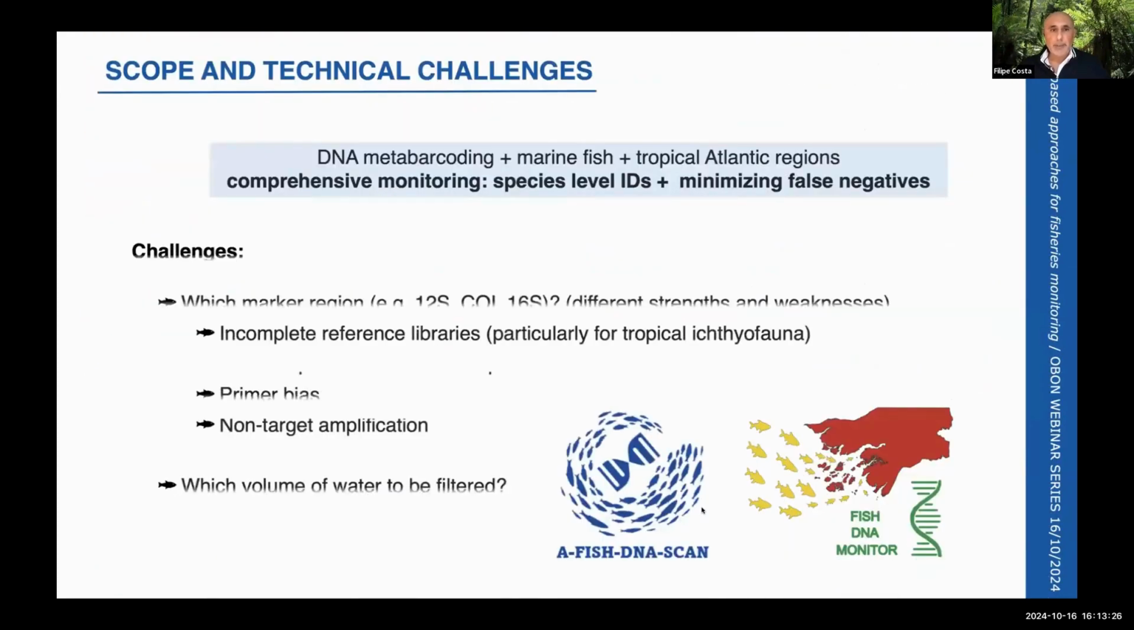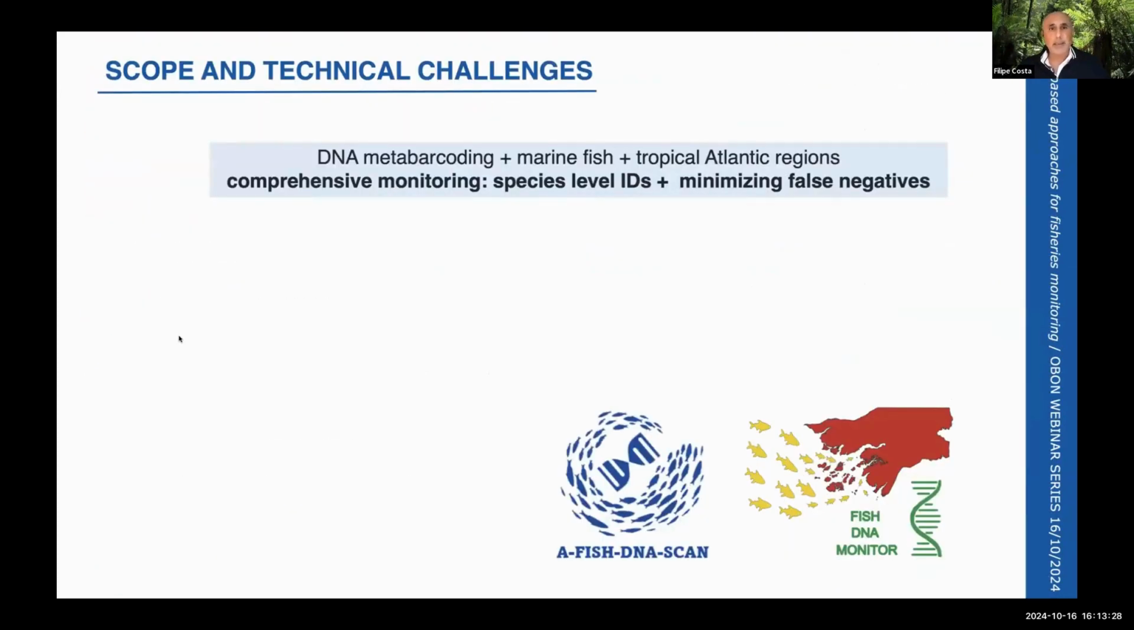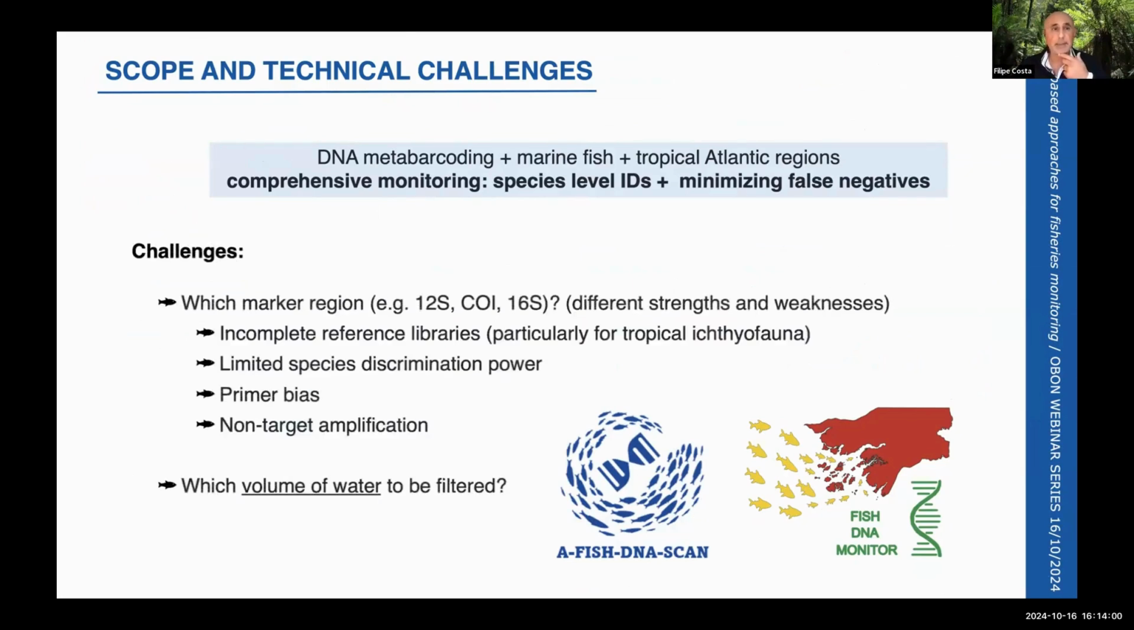So when we started with this project, we had some technical challenges to face. We wanted to do basically DNA metabarcoding, targeting marine fish in tropical Atlantic regions. In order to have a comprehensive monitoring of the fisheries in these regions, it was fundamental to have species-level identifications and to minimize false negatives as much as possible. So these are technical questions that we started to address.